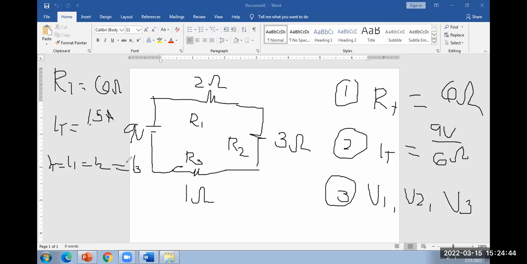So pag ganyan, what is the voltage drop? What is voltage 1? What is voltage 2? And what is the voltage 3? So using the Ohm's law, what will be the voltage 1? What is the voltage 2? What is the voltage 3? Formula natin for voltage using the Ohm's law: B1 is equivalent to I1 R1, B2 is equivalent to I2 R2, and B3 is equivalent to I3 R3. What is the value for B1, B2, and B3? Paki-solve na lang using the Ohm's law formula.